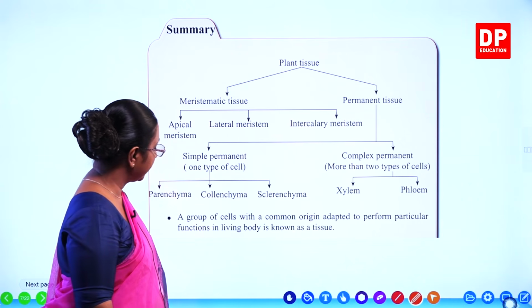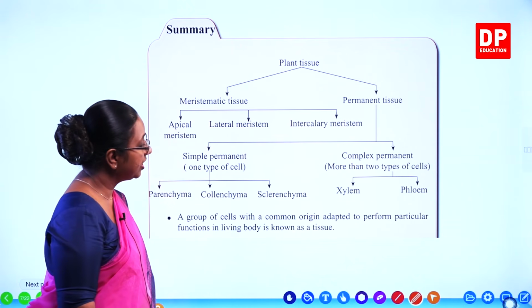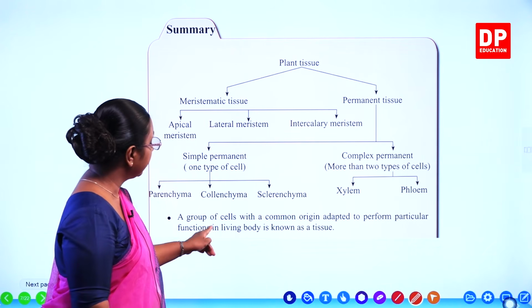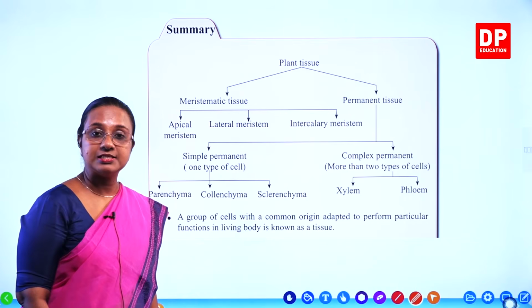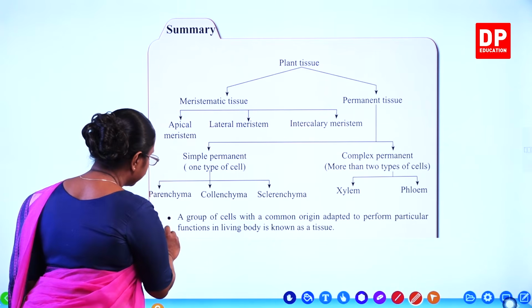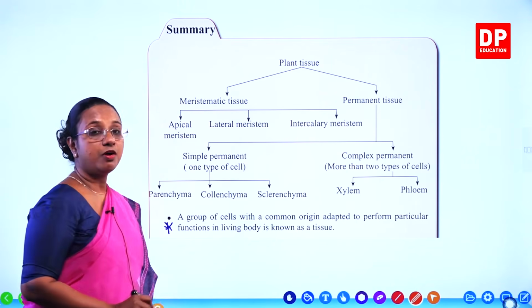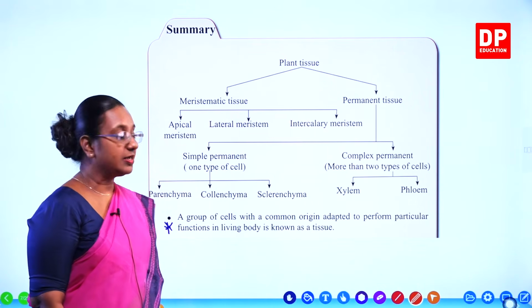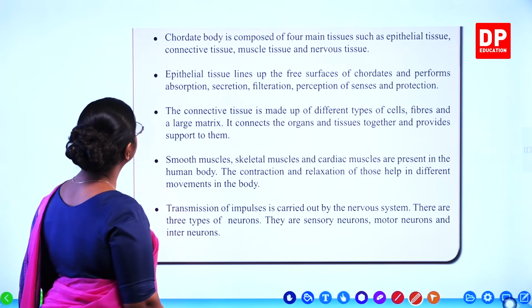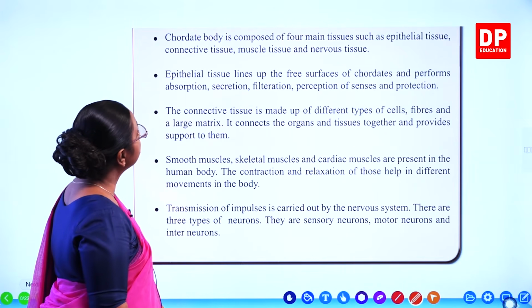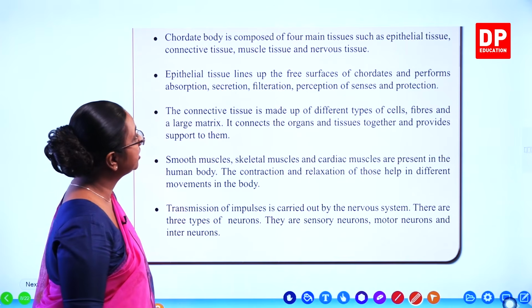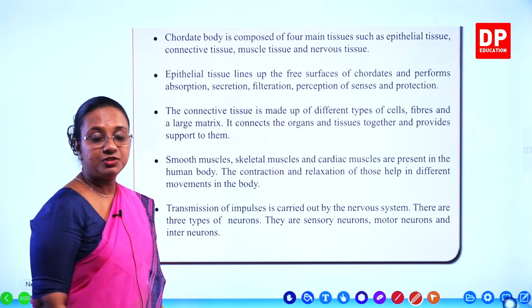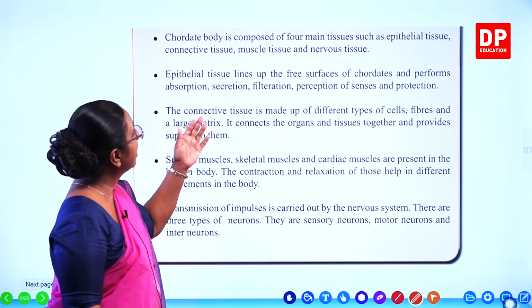A group of cells with a common origin adapted to perform a particular function in living body is known as a tissue. This is the definition for tissue. You have to remember this explanation. The next part, chordate body is composed of 4 main tissues such as epithelial tissue, connective tissue, muscle tissue and nervous tissue.